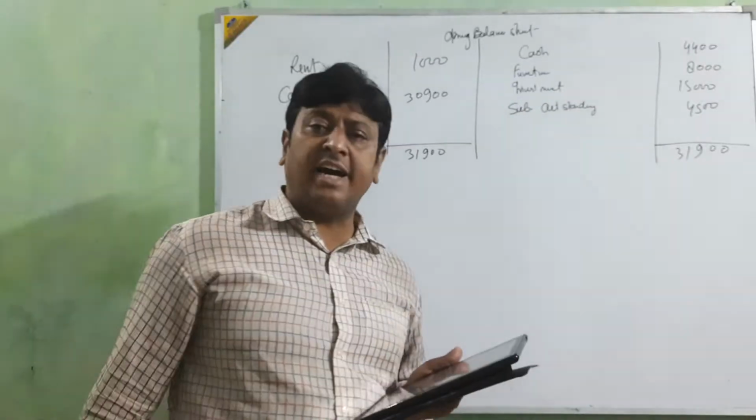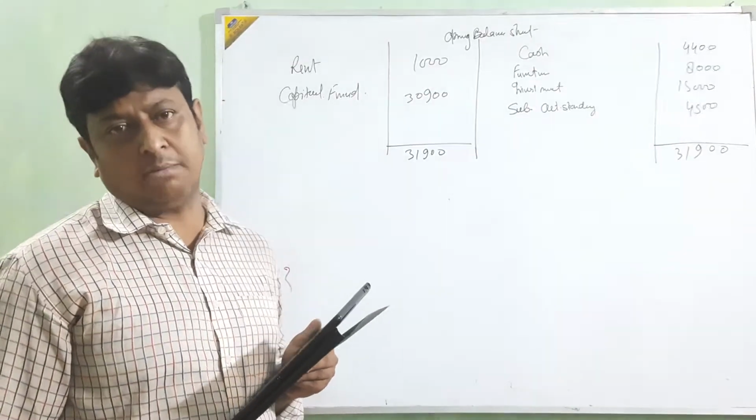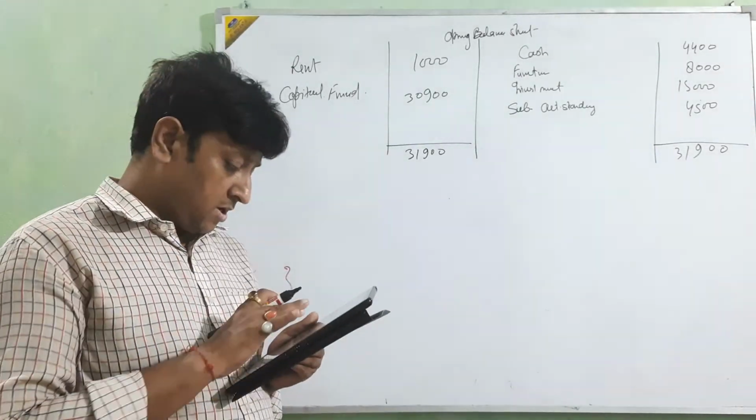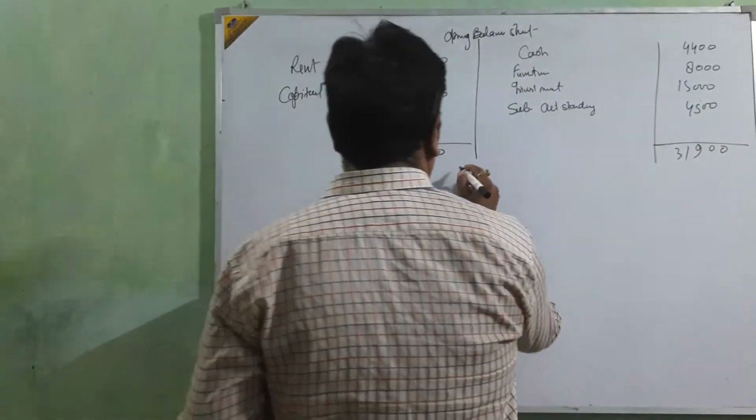Okay beta, in this way we maintain the opening balance sheet. First we show the cash, the opening balance is shown as cash. Clear? Now I am going to maintain the income and expenditure account.